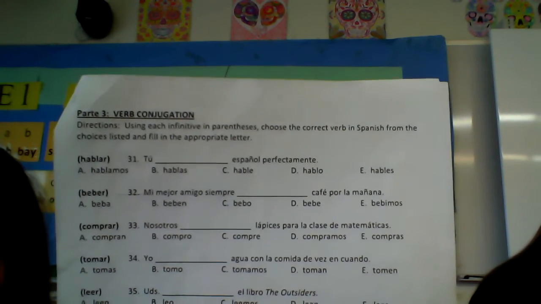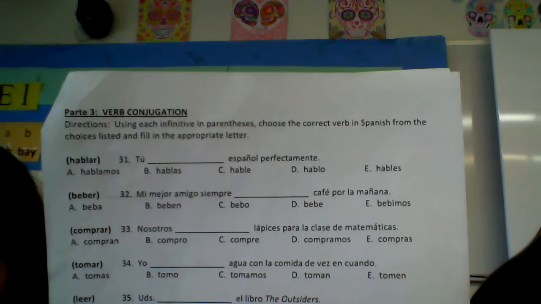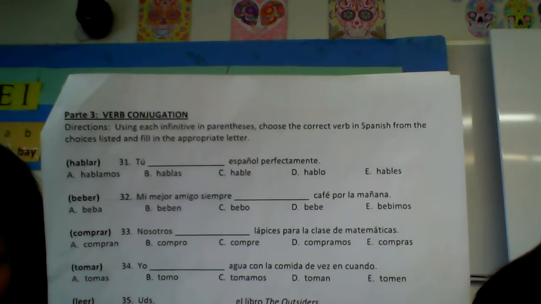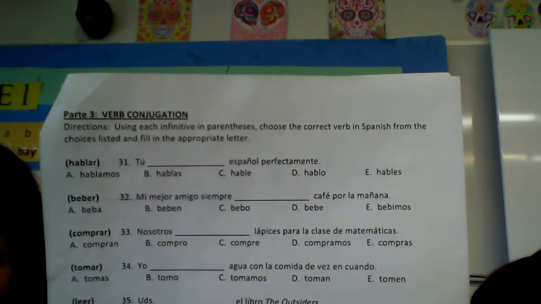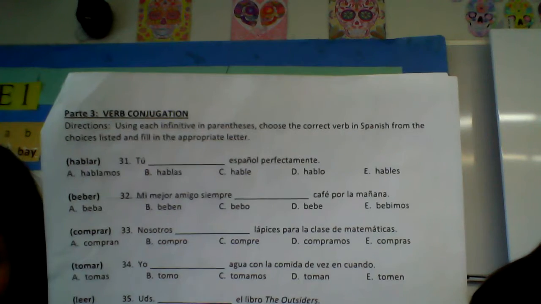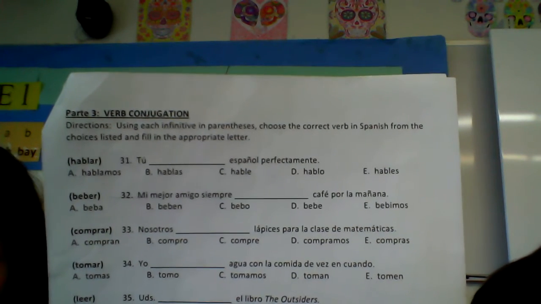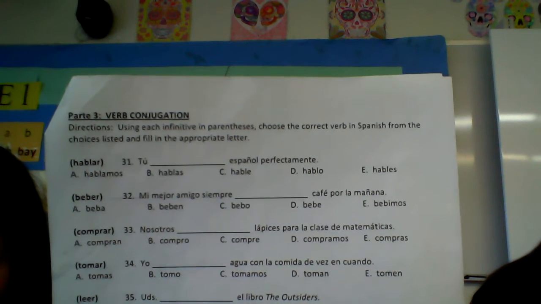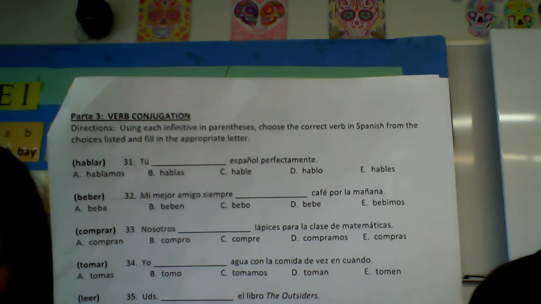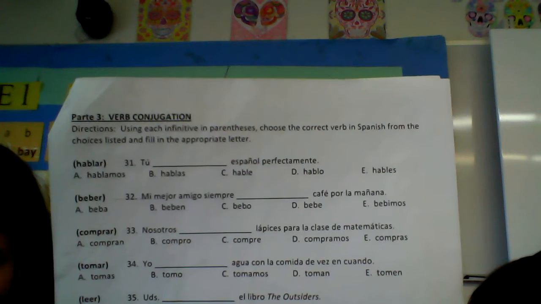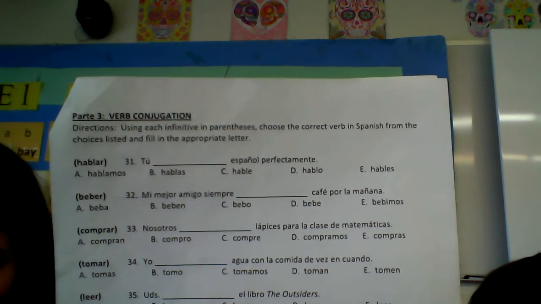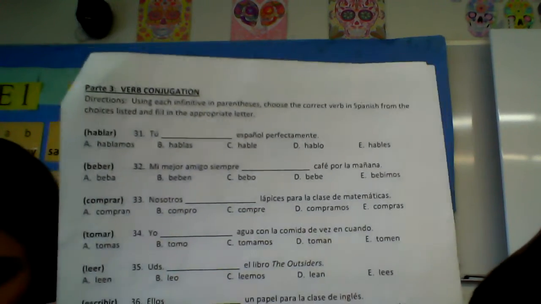33 wants the nosotros form of the verb comprar, which is an AR verb. So pick the AR verb ending for the nosotros form. Is it compran, compro, compre, compramos, or compras? Bubble that letter in for number 33. 34 wants the yo form of tomar, which is an AR verb. So think about what ending the yo form is. Is it tomas, tomo, tomamos, toman, or tomen? Bubble in the letter that would go with the yo form for number 34.